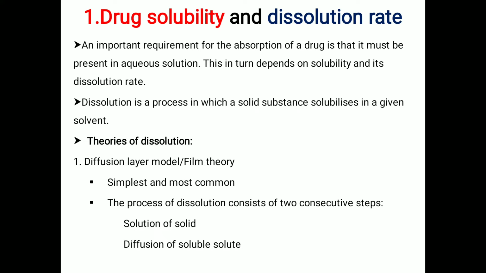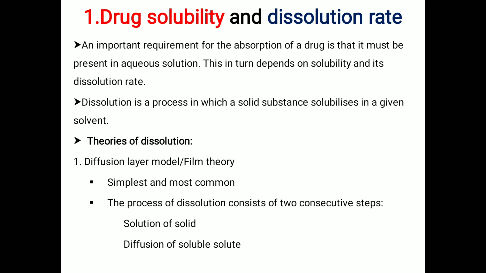There are various theories which explain the process of dissolution. We are going to cover 2 theories, the diffusion layer model and the surface renewal theory. Dissolution is the mass transfer from solid surface to the liquid phase. The first theory is the diffusion layer model or film theory, which is the simplest, most common and widely accepted. According to this theory, the process of dissolution consists of two consecutive steps. First, there is solution of the solid.